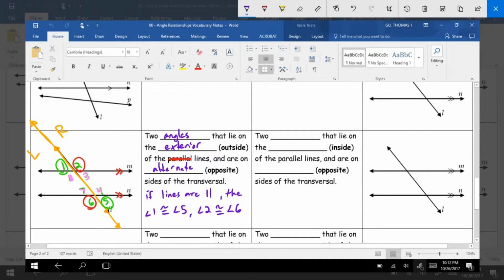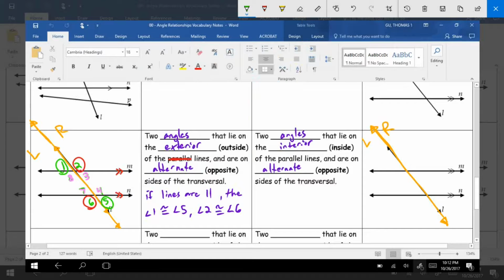All right, let's go to the next one. This is going to be alternate interior angles. So two angles that lie on the interior or the inside of the parallel lines and are on opposite sides of the transversal or alternate. Okay, so once again, let's do some labeling just so it's very crystal clear. If you get this stuff, you guys can just fast forward. All right, so here it is. Left side right here, right side right here. This is just to help us understand. And then let's label it again.